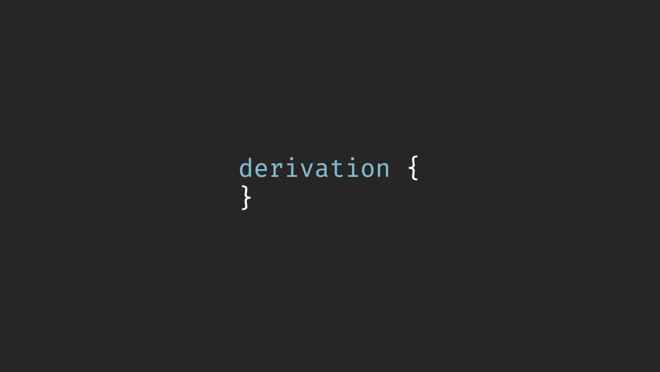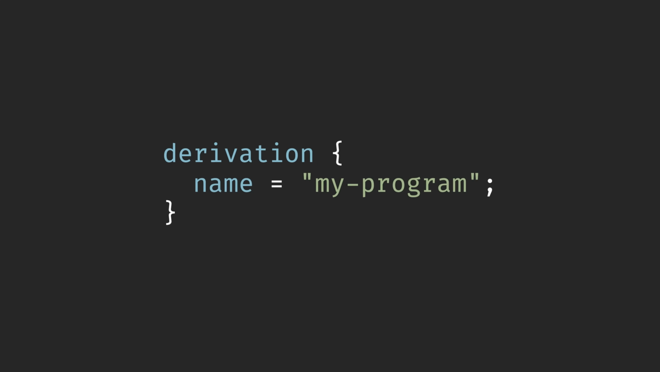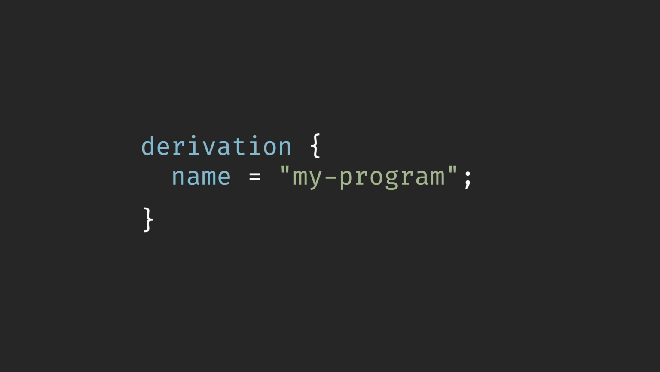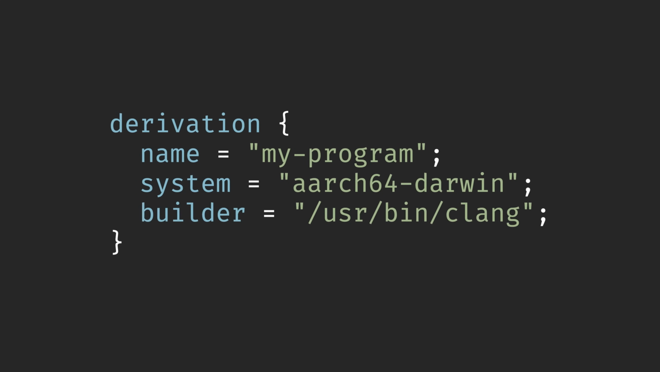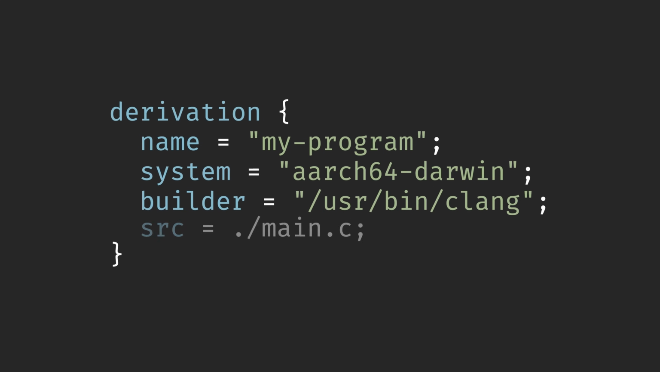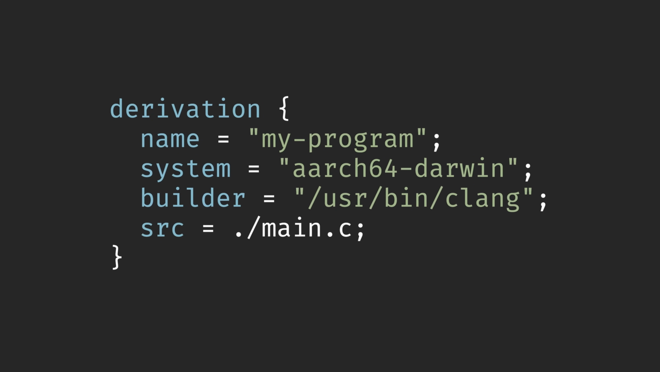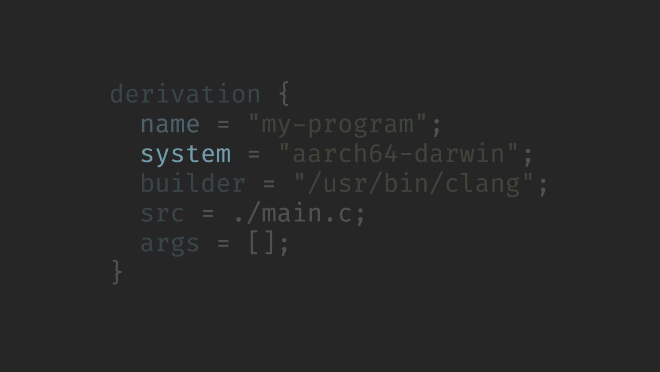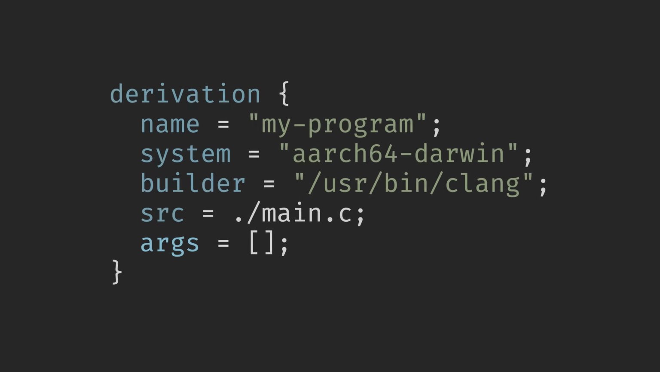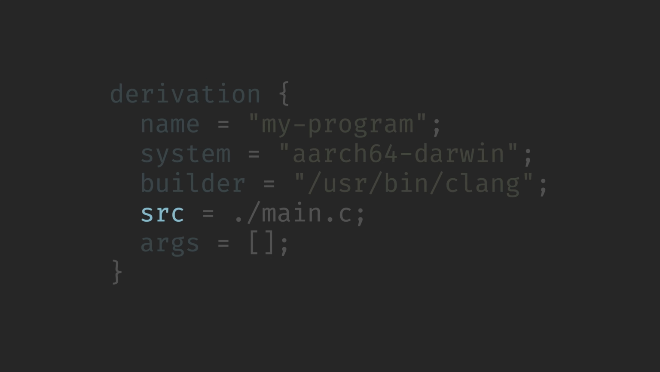First, the derivation needs a name, as each item in the Nix store has a name. Then the derivation needs to declare what system it is targeting, as different targets may require different build instructions. Here we want to use Clang to compile C code, and we want to compile our main.c file. Note that this is a Nix path, so we know that this file will be hashed and copied to the Nix store. The derivation function really only cares about the attributes called name, system, builder, and args. The value of any additional attributes will be made available via an environment variable.